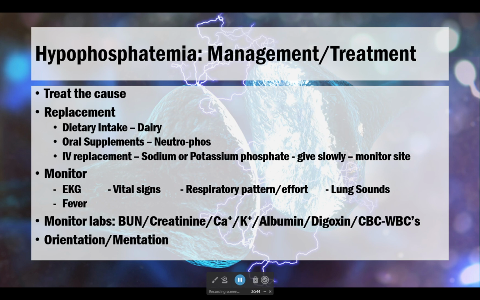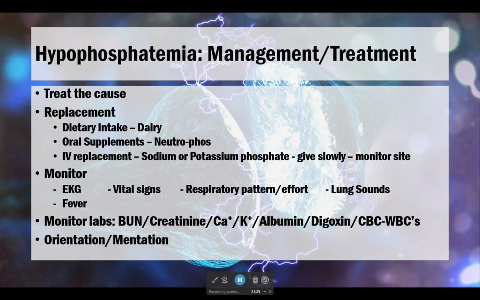Labs we're going to monitor, as we mentioned with the others, BUN and creatinine because of kidney function as always. Remember, 90% of this is excreted in the urine. So we want to make sure kidney function's okay. Calcium levels, because of its inverse relationship to phosphorus, we need to keep a check on calcium. Also, because calcium can have an impact on digoxin. If we have low phosphorus, we're most likely going to have high calcium, and calcium can precipitate dig toxicity. So we want to be tuned into that.